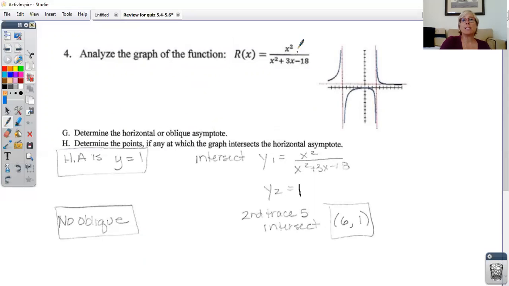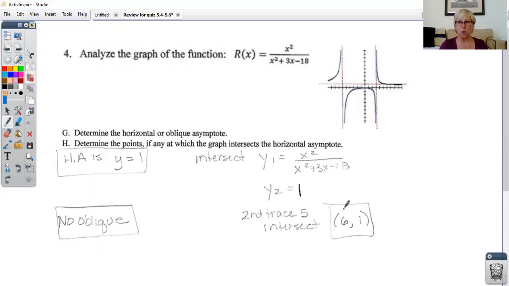And the horizontal asymptote, degrees are the same, so y equals 1 is my horizontal asymptote. They're going to ask you for the point of intersection. So I'm going to put my function in y sub 1, my horizontal asymptote in y sub 2, and I just intersect, and I get the 0.61.